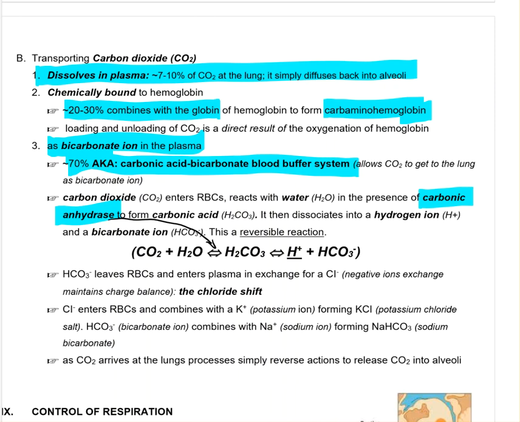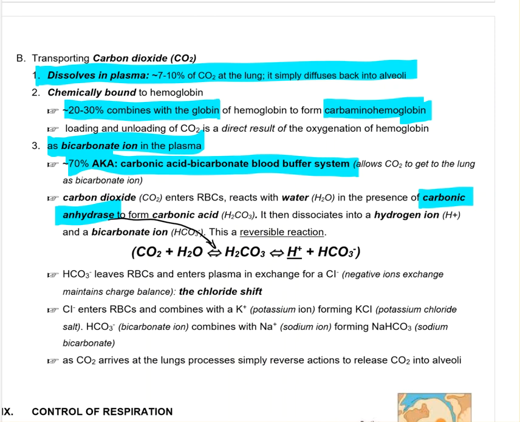What it does is it forms carbonic acid. And then carbonic acid can immediately dissociate in liquid to its ionic forms, to a hydrogen ion and a bicarb. However, we can reverse this, so we can recombine these and run the equation that way as well if we need to.